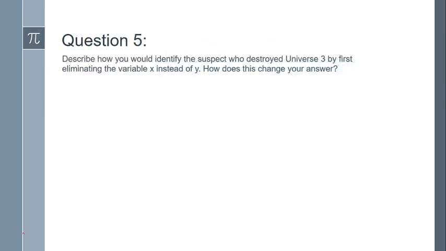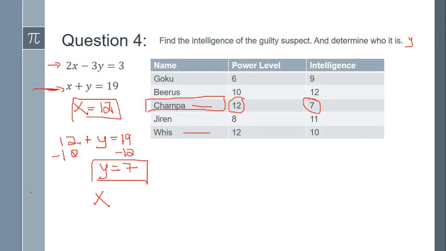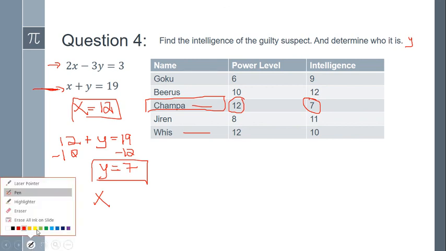Now question 5 says, describe how you would identify the suspect who destroyed Universe 3, which was Champa, by eliminating the x instead of the y, and how does that change your answer? So let's go back to our original equations here. I'm going to look at this slide. Let me erase some of this work here.